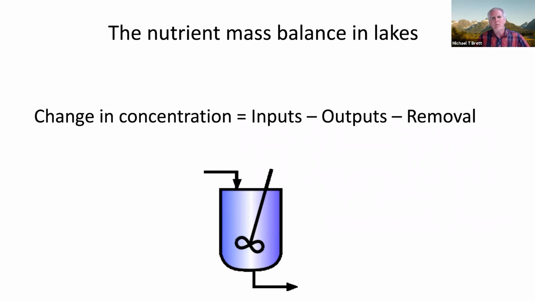So the basic nutrient mass balance approach that I'm going to talk about today is a classic approach that we use in environmental engineering, also in chemical engineering. It's a very simple quantitative approach. It basically says that the change in concentration in a lake or a reactor, and I've got a depiction of a classic reactor in environmental engineering called a CSTR, continuously stirred tank reactor, is equal to the mass flux of inputs minus the mass flux of outputs, which is the constituents that go out of the reactor, and the removal that occurs within the reactor. So we think of the lake as a simple algebraic reactor.